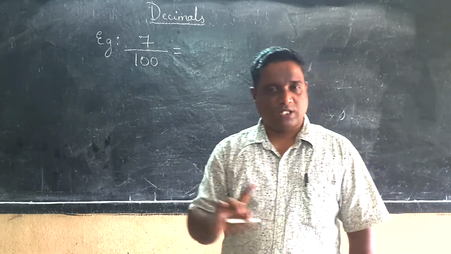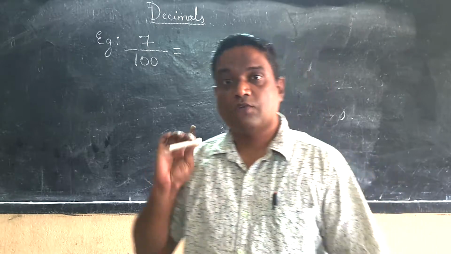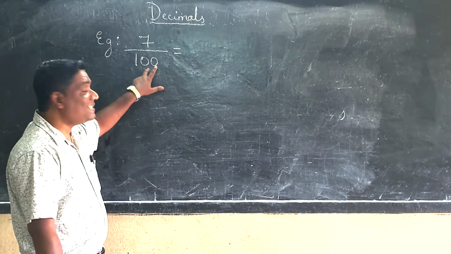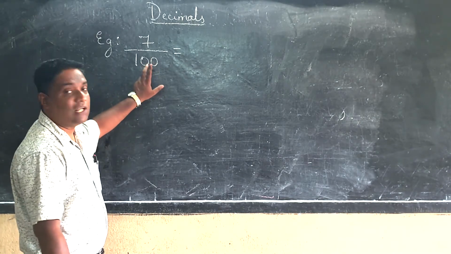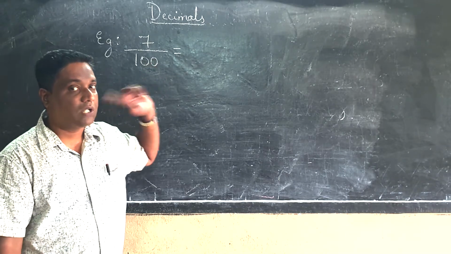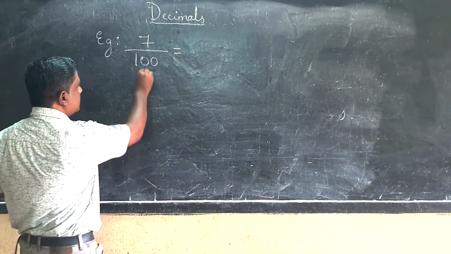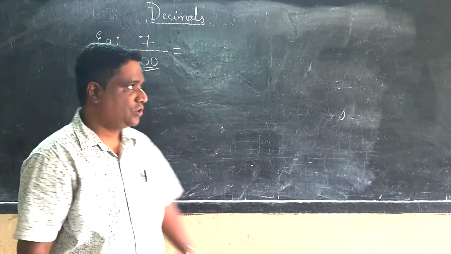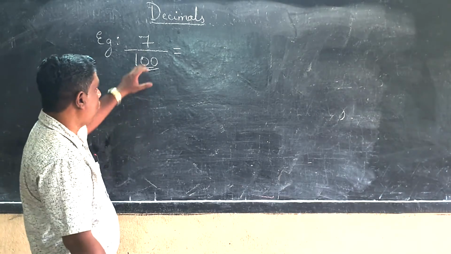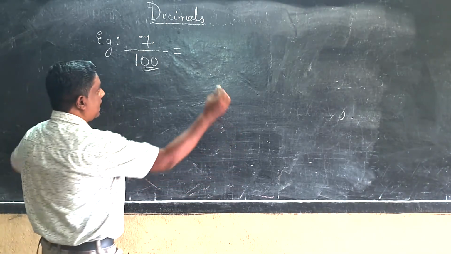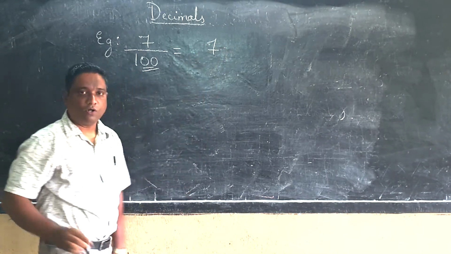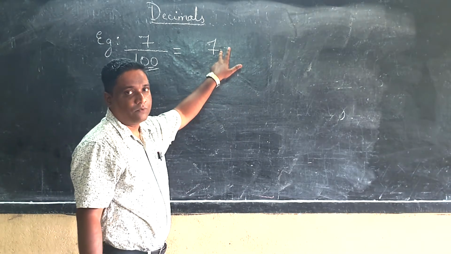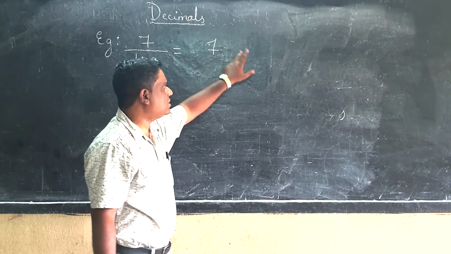There are certain rules, certain shortcuts to do it. The first rule is to check the denominator. The denominator is 100. How many zeros does this denominator have? Count that first. 2 zeros. So how do I move the point? Where is the decimal point for 7? After 7, so 7.000.